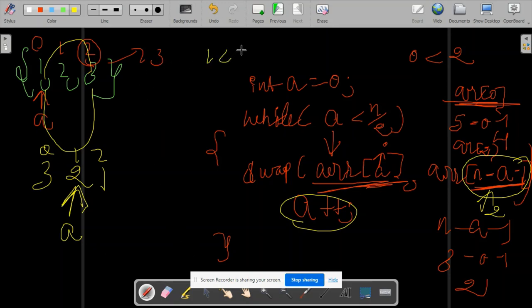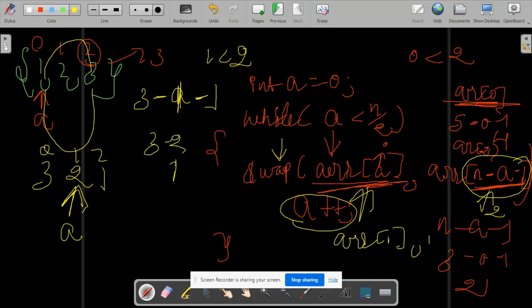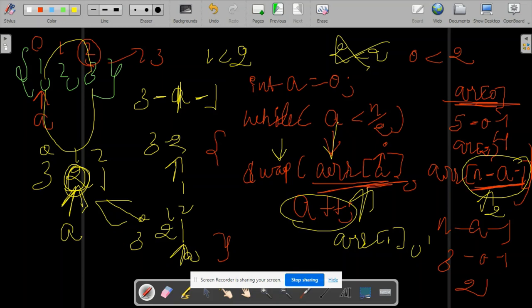Now again check if 1 is less than 2. Yes, again enter the loop. Swap arr of 1 with whom? With arr of 1. Why? Because your size is 3, your a is 1, and 3 minus 1 minus 1 is also 1. It means you are swapping this element with itself, so there will be no effect. It will be 3 2 1 only. Then your a will point to index number 2. Now check, is 2 less than 2? No, it means you will not take entry inside the loop. You have come out of the loop at this point of time.